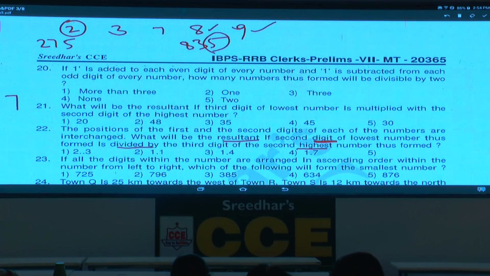Third digit. What is the third digit here? 5. Now 7 divided by 5. 7 divided by 5, 70 by 5 is how much? 14. 1.4, that is choice 3. Done with this? Now this is about question number 22, 1.4, choice 3.